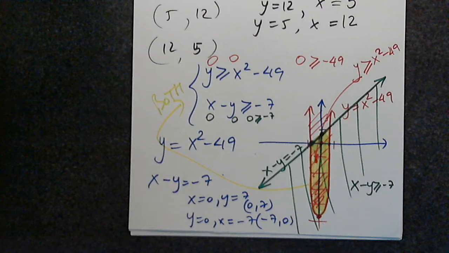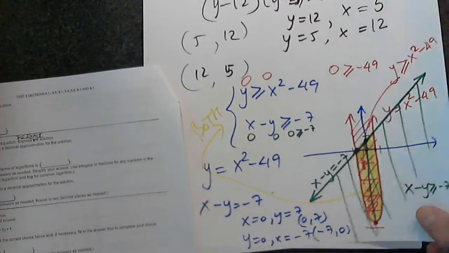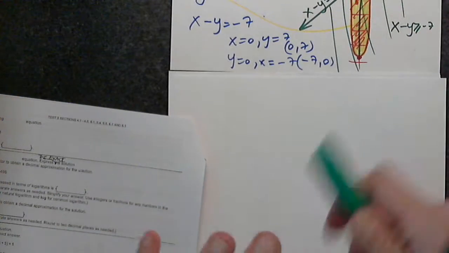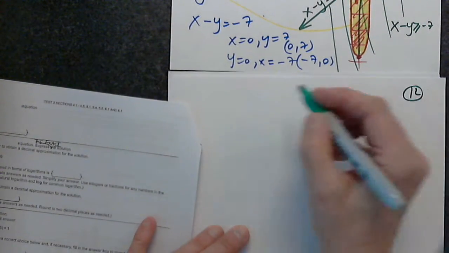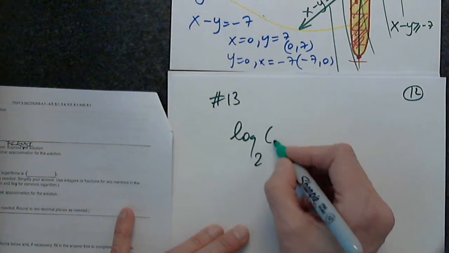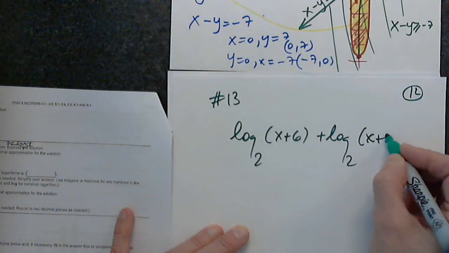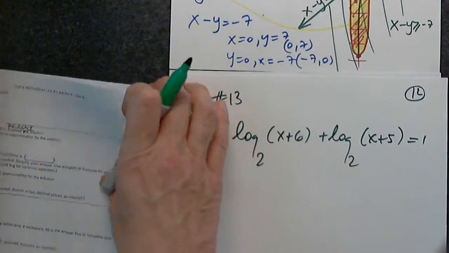Okay, next one. Let's look at the log equation. Like 13. Ready? Which is log base 2 of x plus 6 plus log base 2 of x plus 5 equals 1.